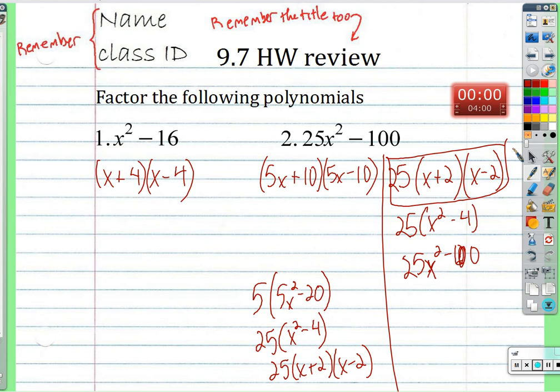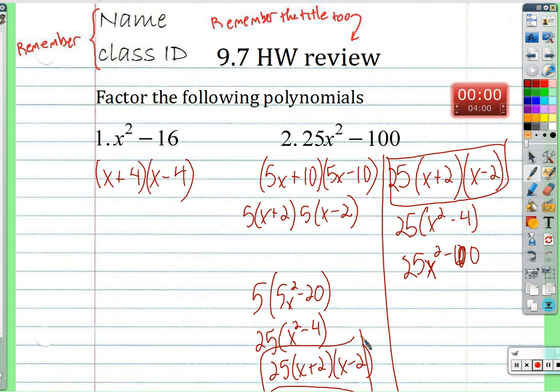Yeah, this is also correct. It's just that this is a factor of 5 that we can factor out, and this is a factor of 5 that we can factor out. And when you factor out the two factors of 5, they make 25. 5 times x plus 2 times 5 times x minus 2. And then we multiply it all together, and again, we get 25 times x plus 2 times x minus 2.